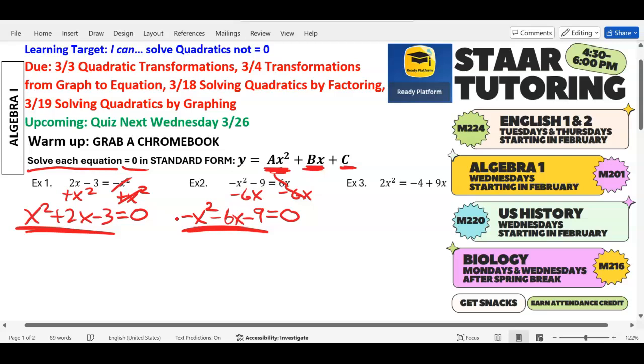All right, example 3. Now, this does not equal 0. In fact, there are 2 terms that need to go away. So I'm going to do the opposite of both terms. The opposite of minus 4 is plus 4. The opposite of plus 9x is minus 9x. The 4's cancel, the 9x cancel, and now it equals 0.